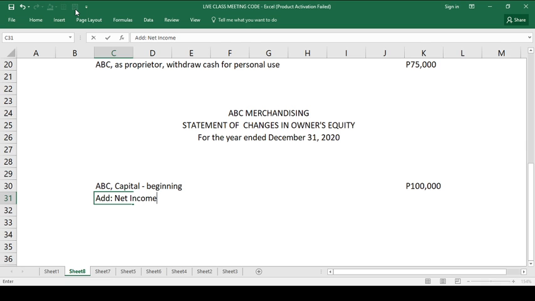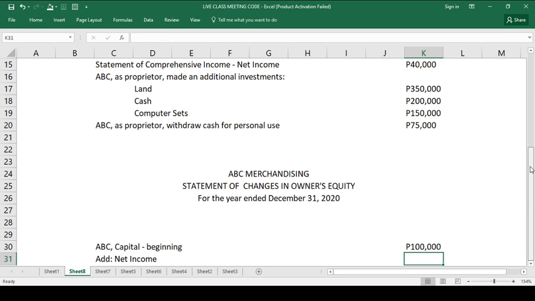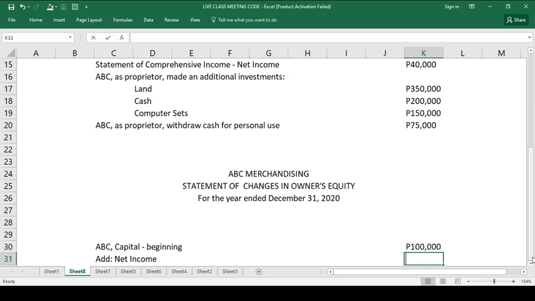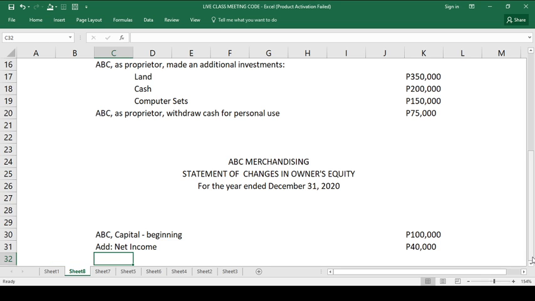Sir, what if the statement of comprehensive income incurred a loss? Well, we need to deduct that, no? Less net loss. Here, we need to add net income because an income increases the equity of the company. So we have an equity presented in the illustration amounting to 40,000. So we need to copy that, 40,000.